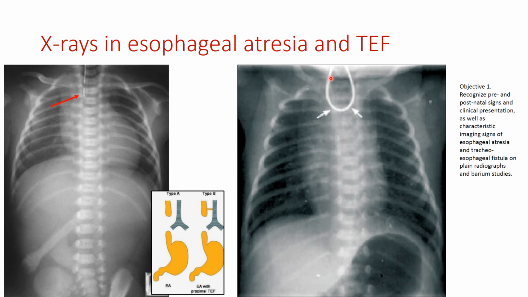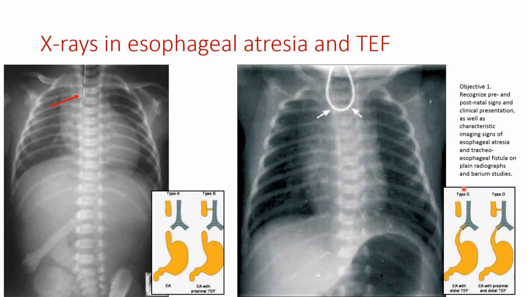Now we have another baby, and again, we have a nasogastric tube, and this time it has come down and curled up within the esophageal pouch, the atretic proximal esophagus. But we do have gas in the stomach. Then that tells us that we must have a distal tracheoesophageal fistula, and this would be one of those type C or type D defects, with this type C, the esophageal atresia with a distal tracheoesophageal fistula, being the most common of the defects. So we can get a good idea of what's going on with a baby like this.